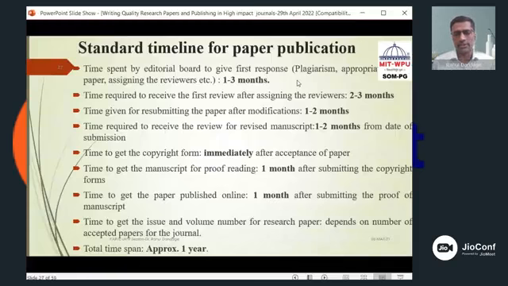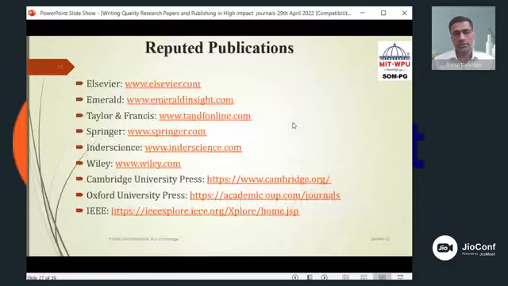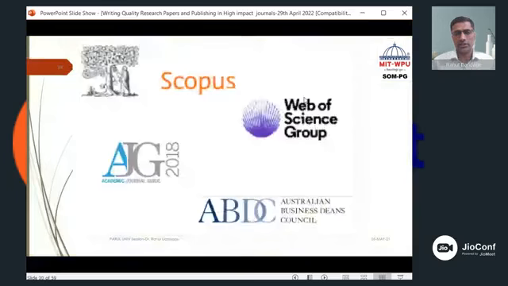So approximately we can say around 1 year, that is the timeline we should expect right from submission of the paper to finally getting it published. These are some of the very reputed publications which we should look at: Elsevier, Emerald, Taylor and Francis, Springer, Wiley InterScience, Cambridge University Press, Oxford University Press, IEEE. So these are the websites which you can refer, and you can go through the guidelines for authors.